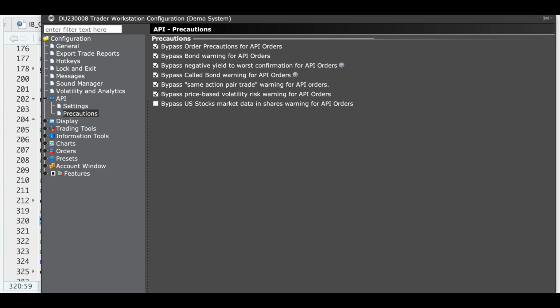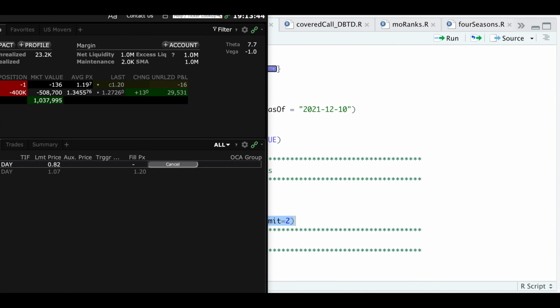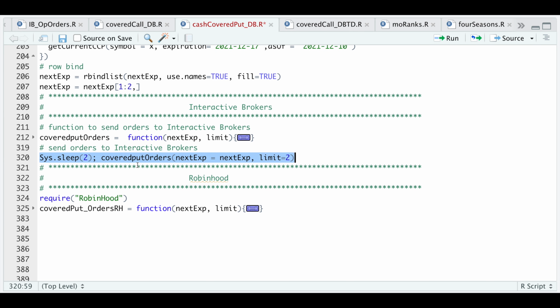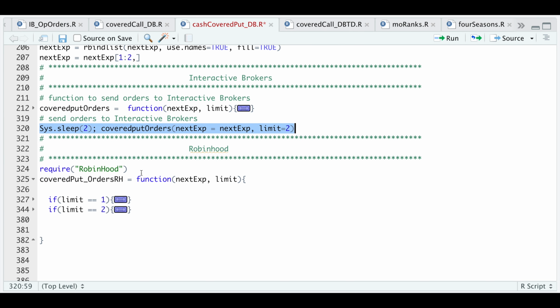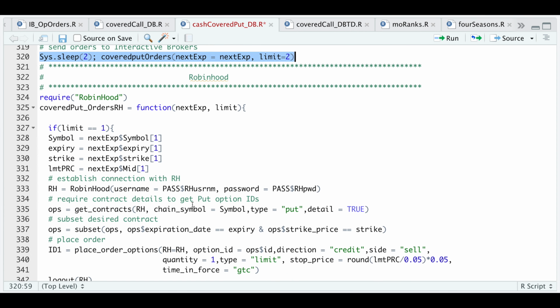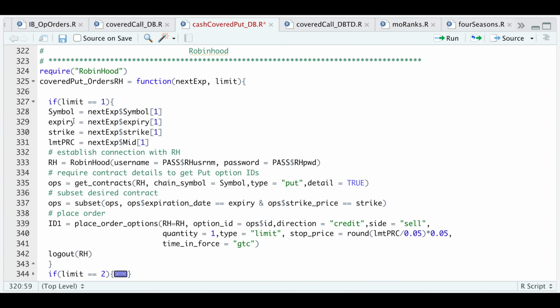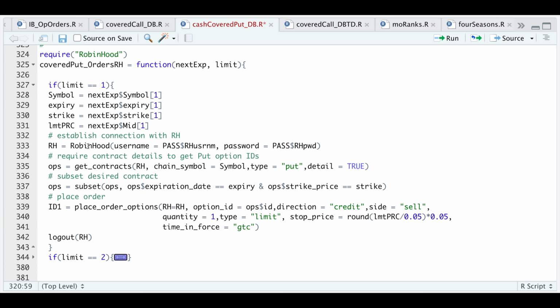So now for Robinhood orders, I'll go ahead and explain that briefly. If we open up this function, the cases are similar to the one in Interactive Brokers, depending on the number of orders you want to send. If we open up the first case, all we're doing is assigning again the symbol, the expiration, the strike, and the limit price. We must first establish a connection with Robinhood, so that's what this line is doing.